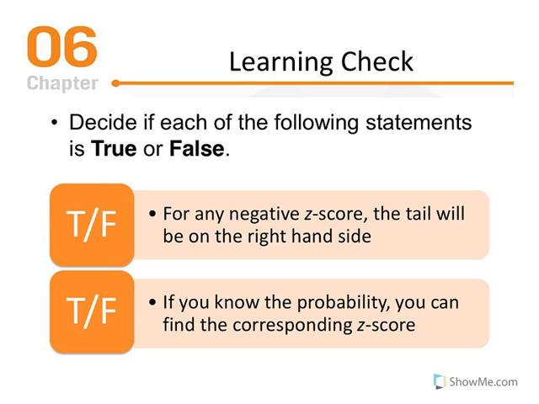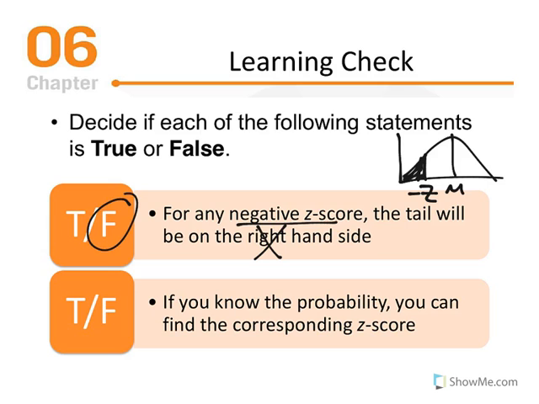All right, true or false? For any negative z-score, the tail will be on the right-hand side. Well, let's draw this out. Do we have our distribution with the mean? We're working with a negative z-score, which would be on the left. And the tail would be this area. And that would be the left, not the right-hand side. True or false? So this would be false.